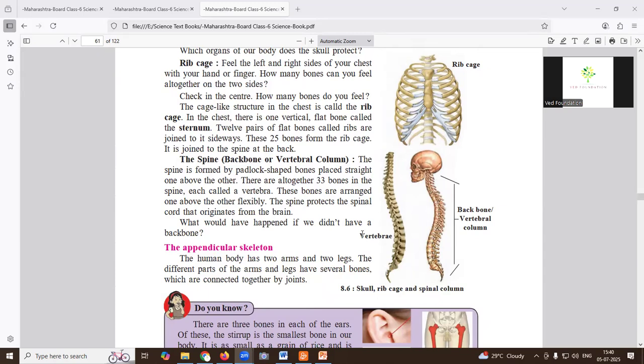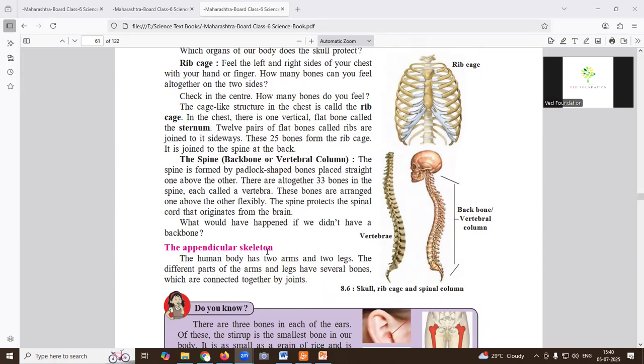Next, organs would be unstable. The organs inside our body would be unstable. The backbone helps in holding internal organs in place. The backbone helps internal organs stay in a fixed place. Without the backbone, our organs would not be properly supported.